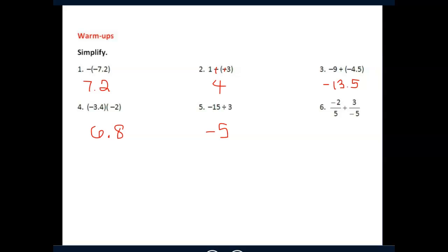Number 6, negative 2/5 plus negative 3/5. Well, they're both negative. So even though this negative is down in the bottom, you can think about it as being up top. So it's really the same as negative 2 plus negative 3 all over 5 because they have a common denominator. So you get negative 5 over 5, which reduces to negative 1.